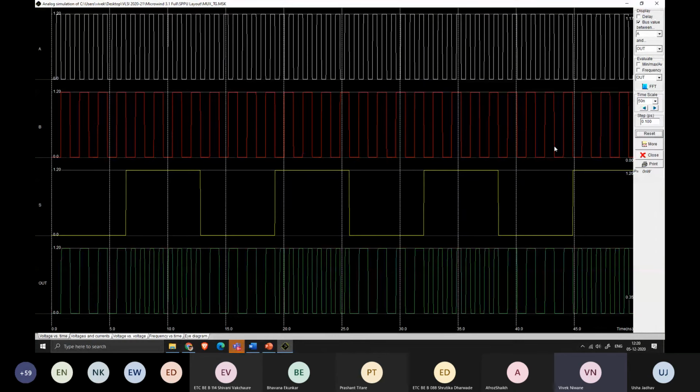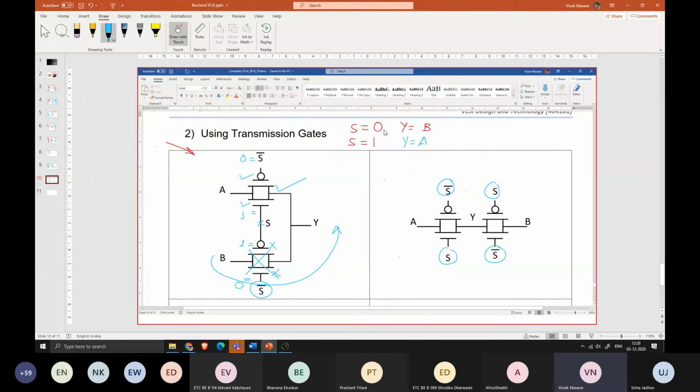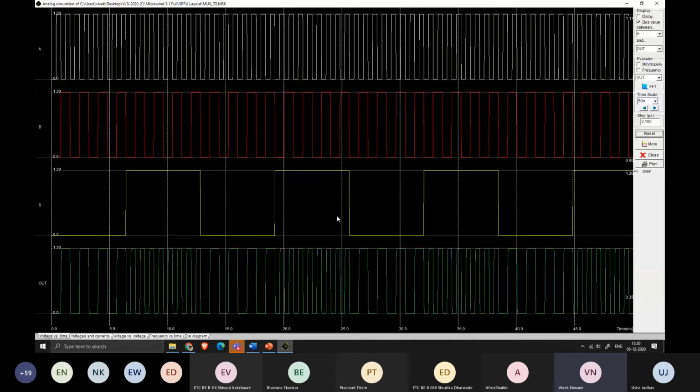So looking over here, we do have A, we do have B. You can see the frequency difference in between the A. Then we have the S, okay, and we have output. So whenever S is equal to 0, we have B, and whenever S is equal to 1, we have A. Whenever S is equal to 0, output is equal to B. Whenever S is equal to 1, output is equal to A. Same way the way we discussed.